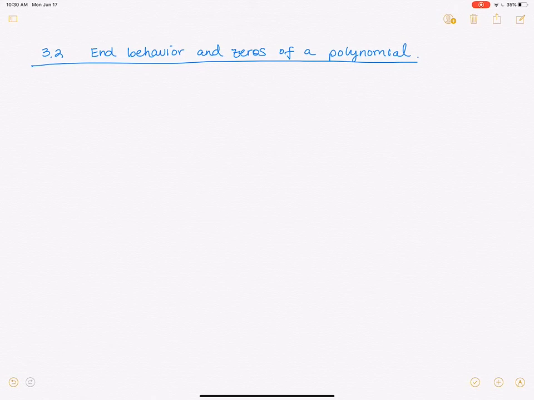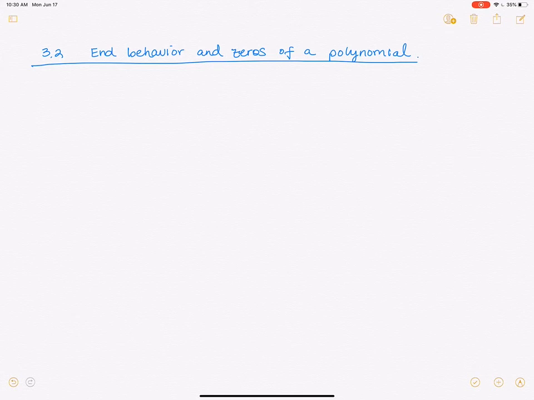Okay, in this video we're going to look at end behavior of a polynomial, and then we're going to look at zeros and how end behavior and zeros of a polynomial are actually going to help us graph a polynomial. And so let's just talk about end behavior first. In end behavior, I'm literally talking about what's going on at each end of the graph.